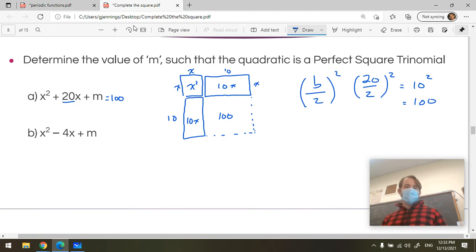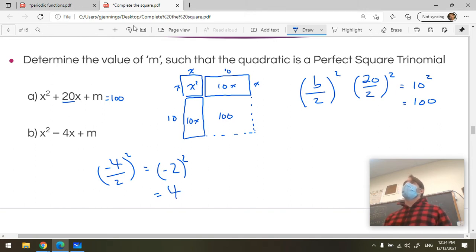Now for this one, rather than visualize the negative 4x, let's just do negative 4 divided by 2, and square that. Well, that would be negative 2 squared. Negative 2 times negative 2? Positive. I have two negatives, so that's back to positive. It's like turning the lights off and turning them back on again. So m is equal to 4 in this case.